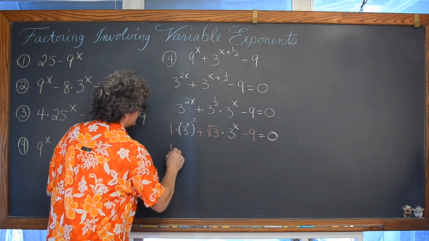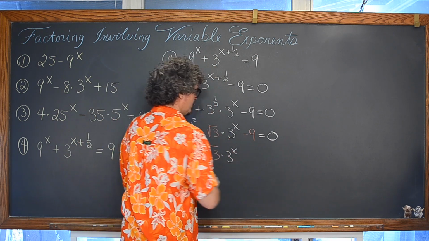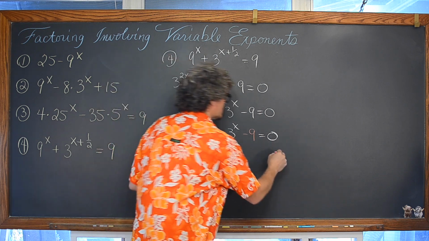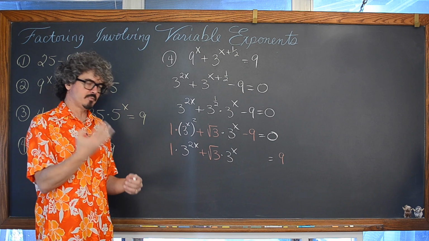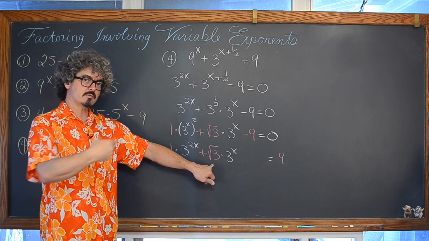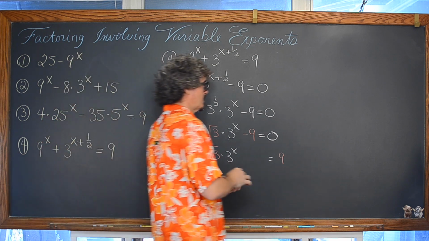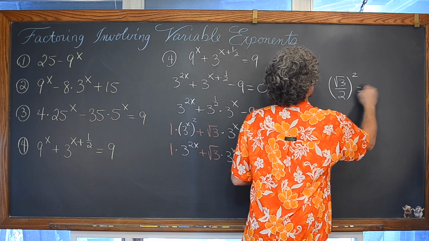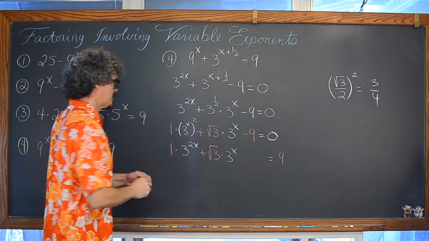Keep highlighting those coefficients in red. Leave some room for the completing the square value that we're going to come up with here in a minute. Remember, with completing the square, you take half of b and you square it, and you add that value to both sides of this equation. So we have half of the square root of 3 squared, which is going to give us a value of 3/4. So we're going to add 3/4 to both sides of this equation.